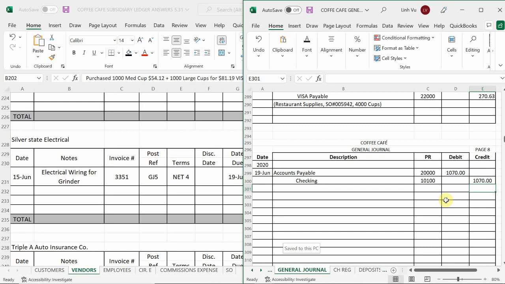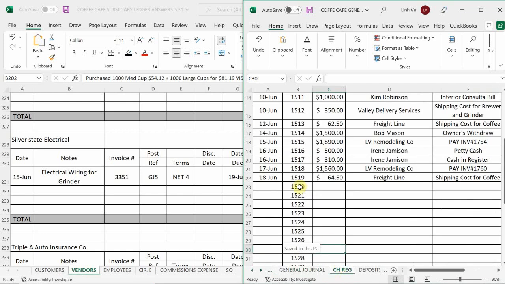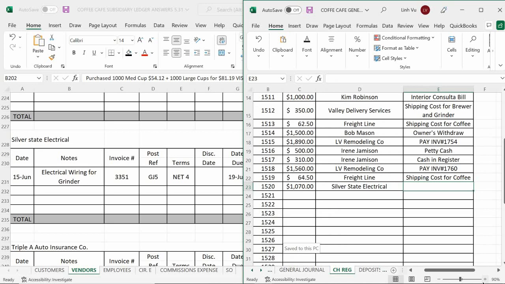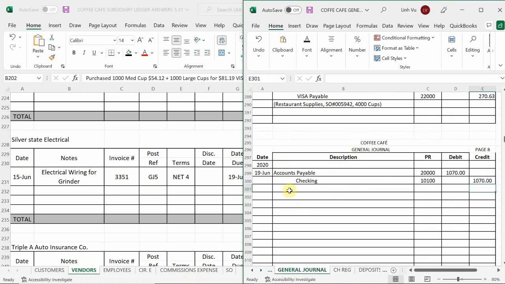And we go to the check register in order to cut the check and get the check number. Okay, good. So today's the 19th. Silver State Electrical, and then it's payment for invoice 3351. Okay, so what's my check number? It's 1520. Okay.